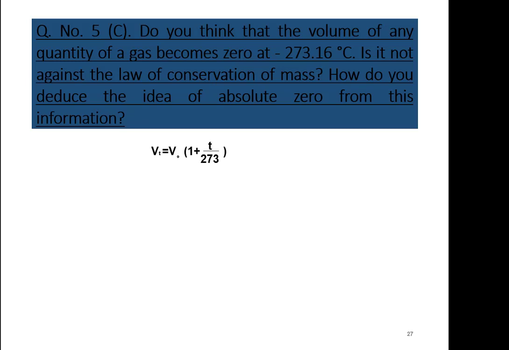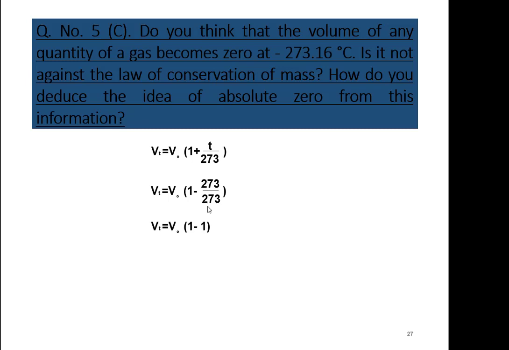Students, we have already learned the general equation to determine the volume of the gas at any temperature, and it is Vt is equal to V naught into 1 plus T over 273. If the temperature is minus 273, then we shall apply the value of T. The equation will become Vt is equal to V naught into 1 minus 273 divided by 273.